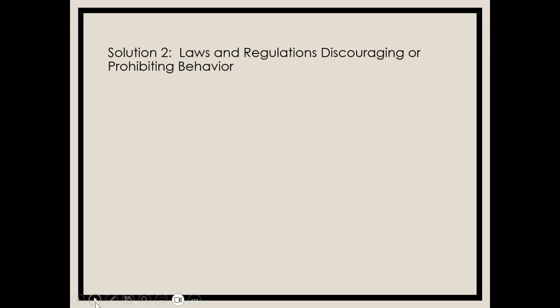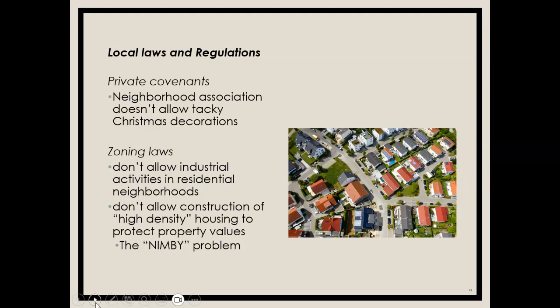Okay, so there's some problems with trying to use private solutions. Let's look at laws and regulations discouraging or prohibiting behavior. And notice we're bringing the government into the problem now. First, there can be local laws and regulations that are set up by counties, by cities, even by neighborhoods. You can have, for example, private covenants, where neighborhood associations don't allow those tacky Christmas decorations or set rules on how much noise you can make.